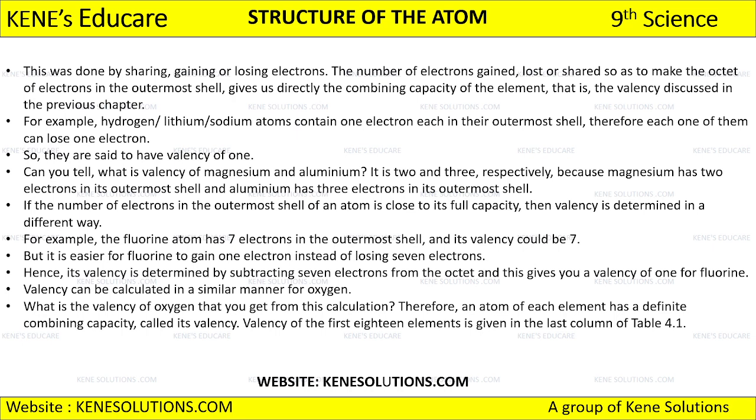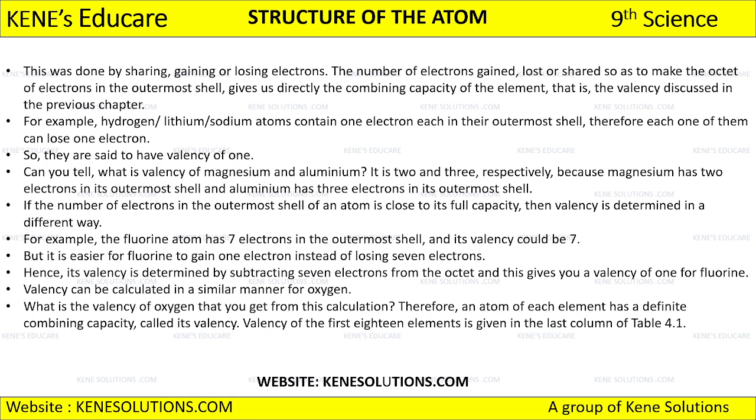For example, we have hydrogen, lithium, and sodium atoms. They contain one electron each in their outermost shell. How many electrons do they have? They have one electron each in their outermost shell, and therefore each one of them can lose an electron. Got it? So they are said to have a valency of 1, because they have one electron in their outermost shell.